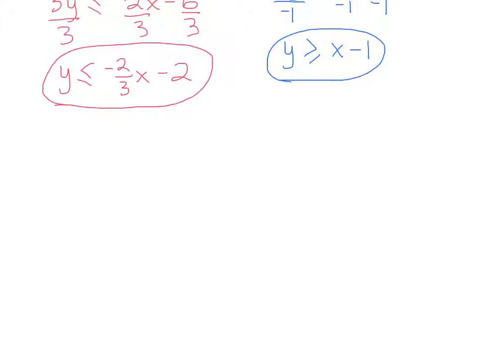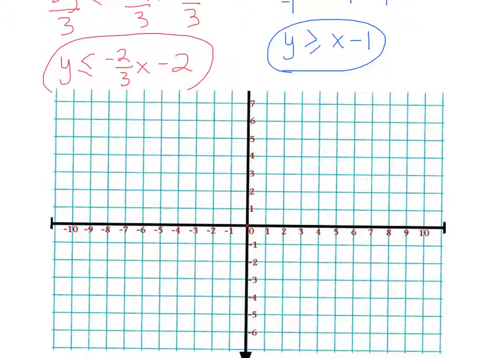Right there, I've added a little graph paper and I want to graph these two equations. I'm going to graph the red one first. In order for me to graph it, I can see that the y-intercept is negative 2. So I'm going to go to negative 2 on the y-axis and put a point. And then from there, my slope is down 2 and right 3. I could also go up 2 and left 3, like that.